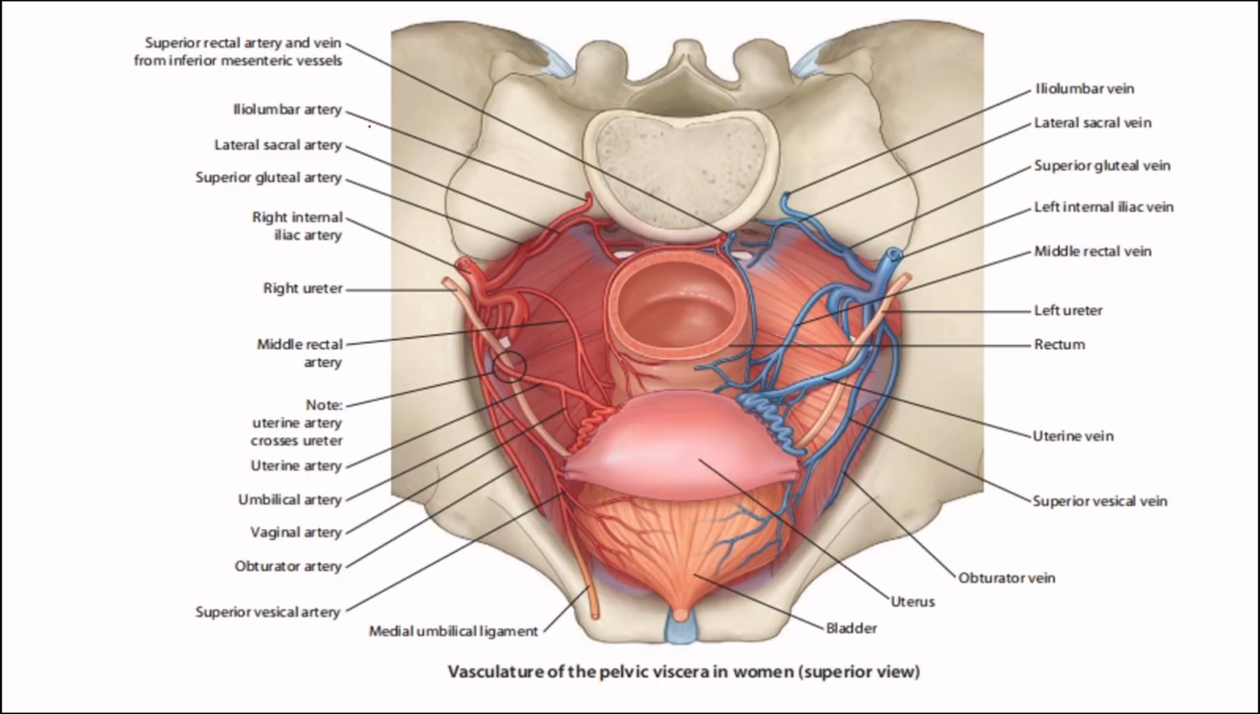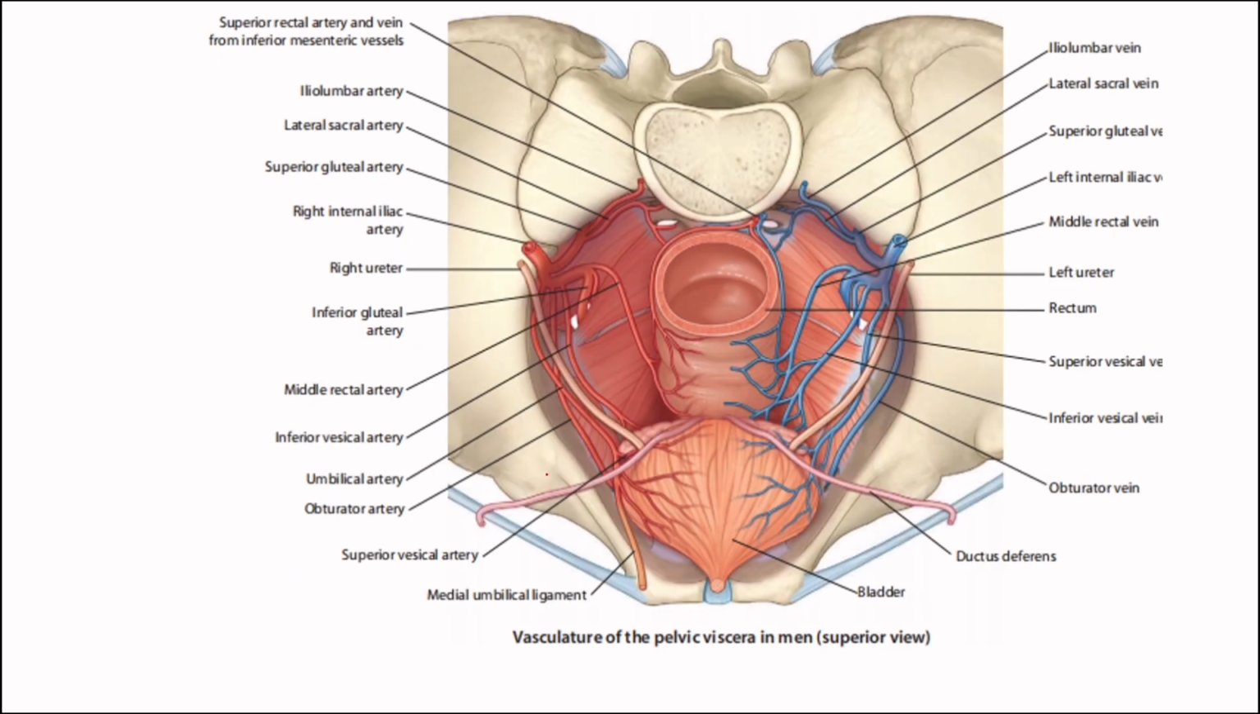Now the blood supply of the bladder, we talked about it last time. Let's start with the male. The blood supply of the bladder is simple. Anything that is vesical will supply the bladder. The blood supply is from the superior vesical artery and the inferior vesical artery. The inferior vesical artery is also called the vaginal artery in females. These are branches of the anterior division of the internal iliac artery. The veins will correspond with the arteries.